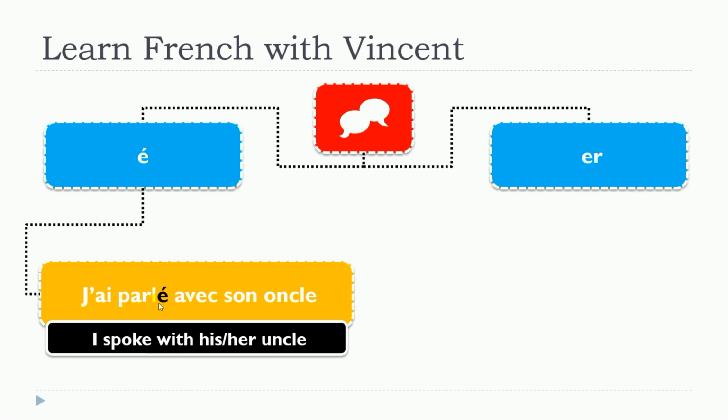There are many persons who will make the mistake and put this er form here instead of the accent aigu, just because phonetically it is exactly the same. And this is the risk, because it sounds the same, certain people make typos, and this is one major type of typo that people tend to make.